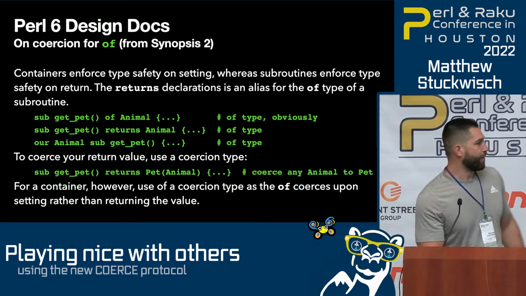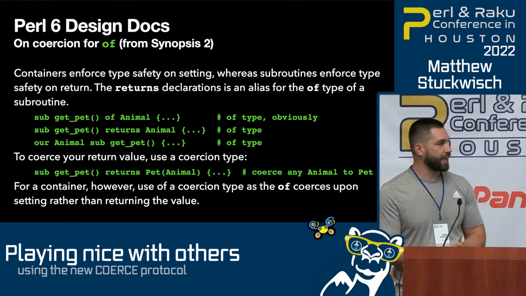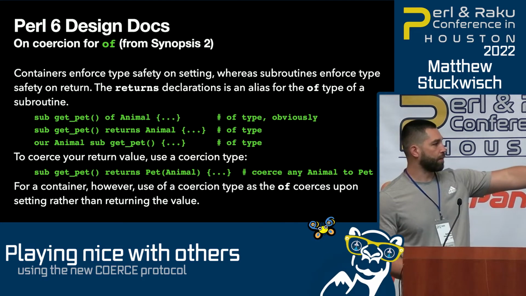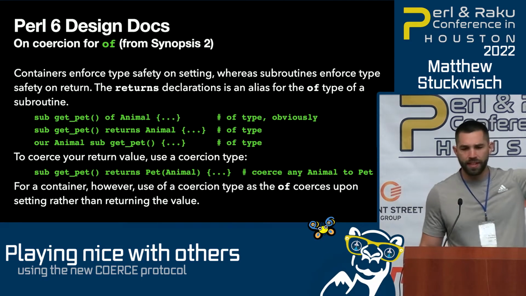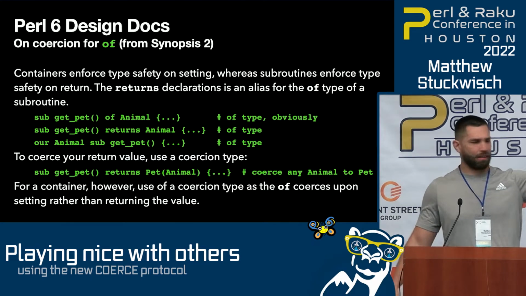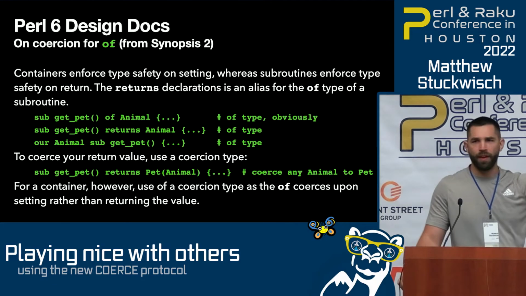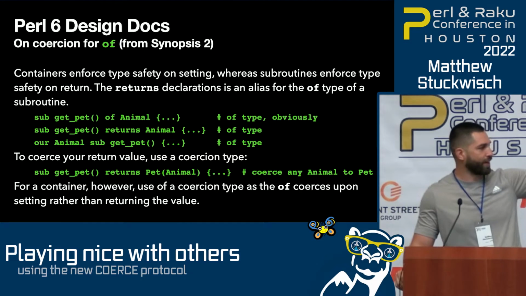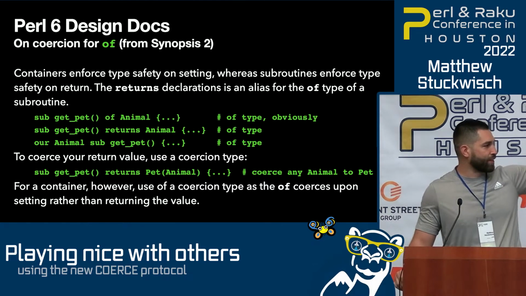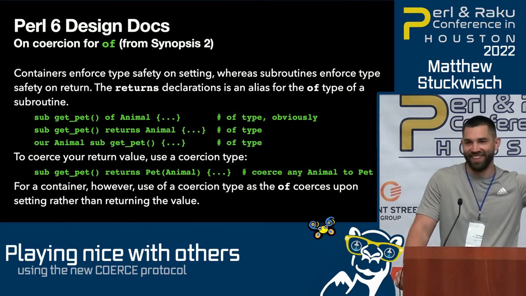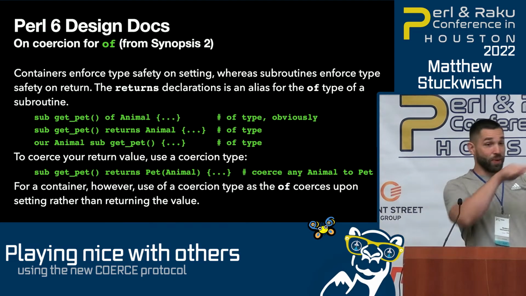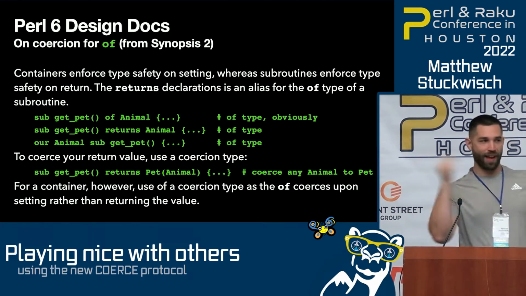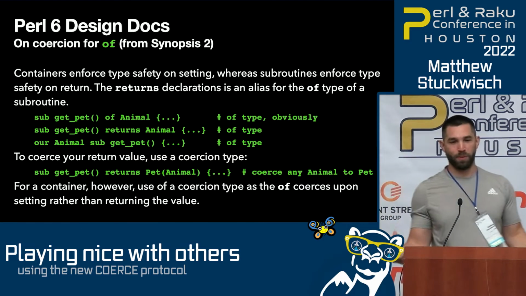Then they have, and it says containers enforce the type safety on setting, and subroutines enforce it on return. And you get this sort of sub. This is something you don't actually see as often these days. It's still allowed. You can say sub get pet of Animal. There are like 3 different ways that you can indicate what you're going to return, and you see all of them on here. And actually, none of these 3 are the most common way to do it. All 3 are allowed. The other one is inside your signature, you do a dash arrow, saying I'm outputting this type. That's the one that most people use today.